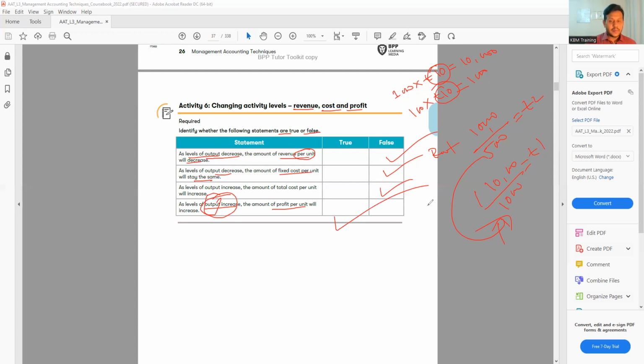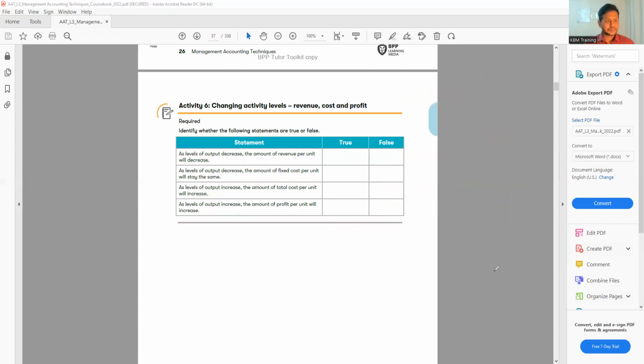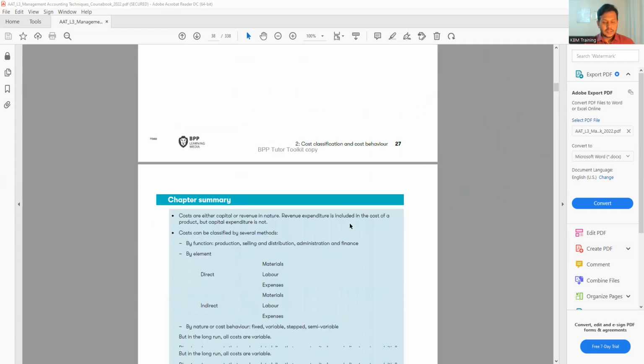All right, so any question from anyone from this activity 6? Anyone have any confusion? Everyone happy with that? Very well done. So let's move to the next one then. So this is the end of the chapter.